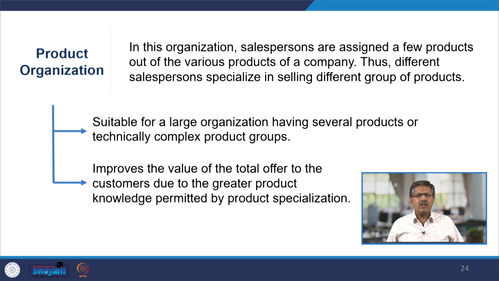So, here the salespeople are assigned a few products and not the entire geography or the entire location, but only a few products out of the various products of a company. So, different salespeople specialize in selling different groups of products. For example, somebody is good at selling construction equipment, somebody is good at selling, let us say, defense equipment, somebody is good at selling telecommunication related equipment. So, different kinds of products are there for a company, and whatever the company is looking at, accordingly they can have their salespeople involved.